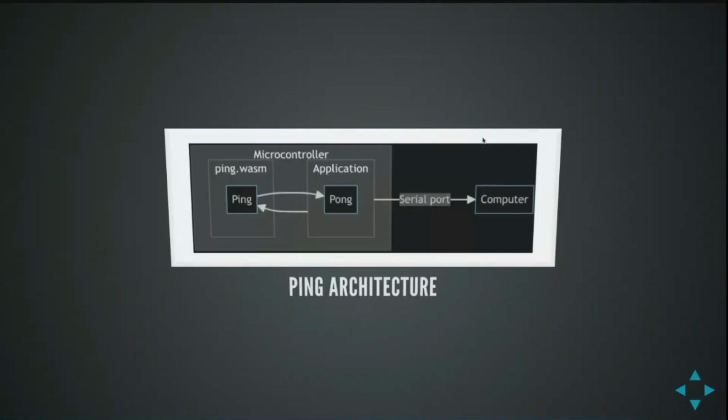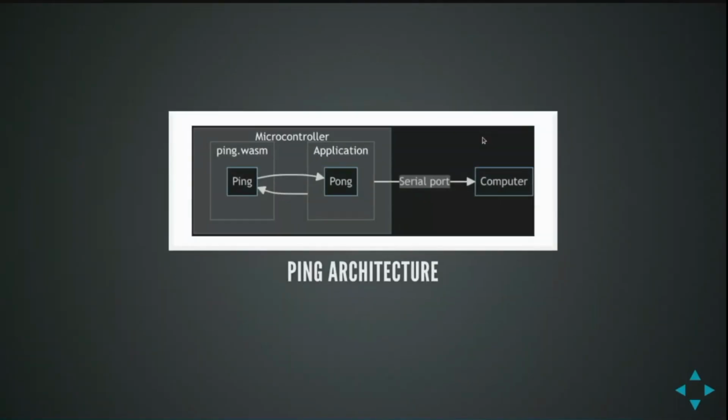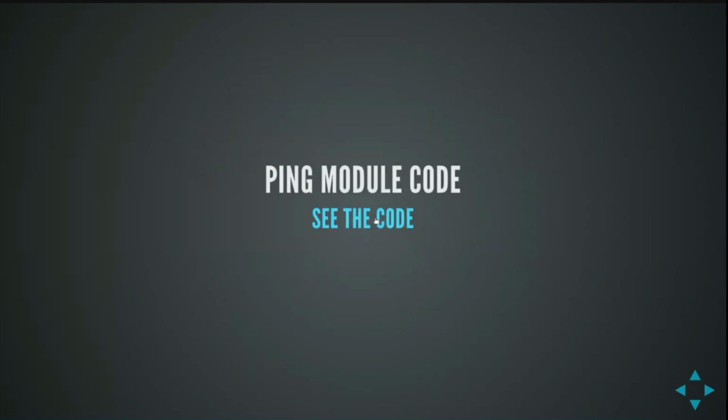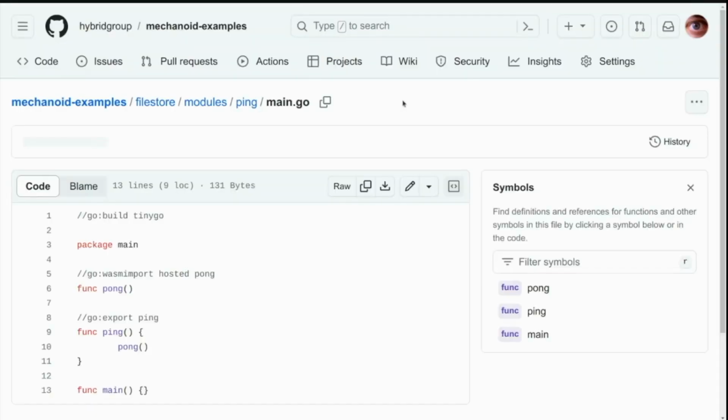So let's see some code. First, let's look at the ping architecture. You saw this earlier today. This is kind of the hello world for us of Wasm. A ping module, which supports only one function, ping, which its implementation calls the pong function in the host. And then it outputs something on our serial port. We saw that before. Let's just take a quick look, though.